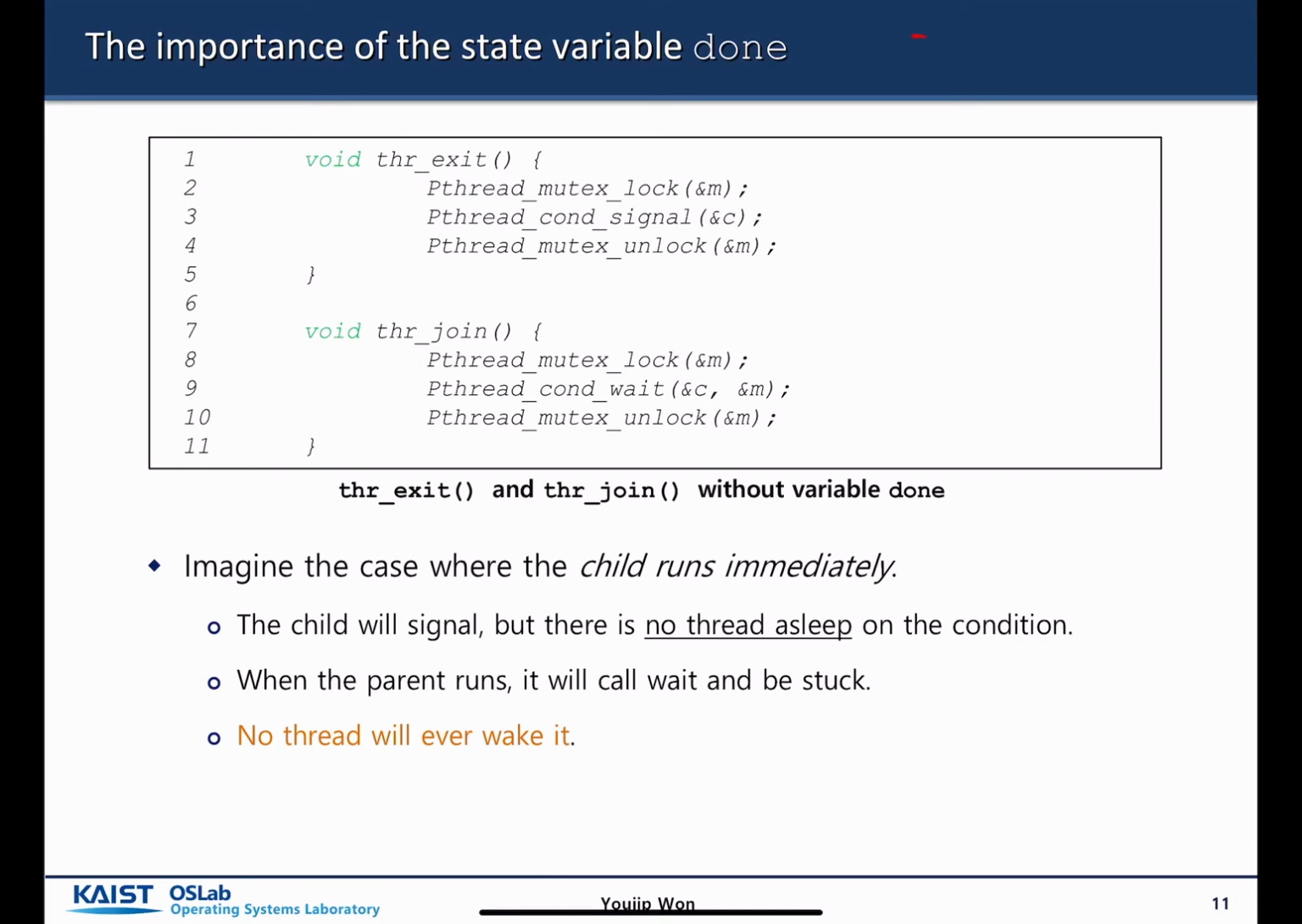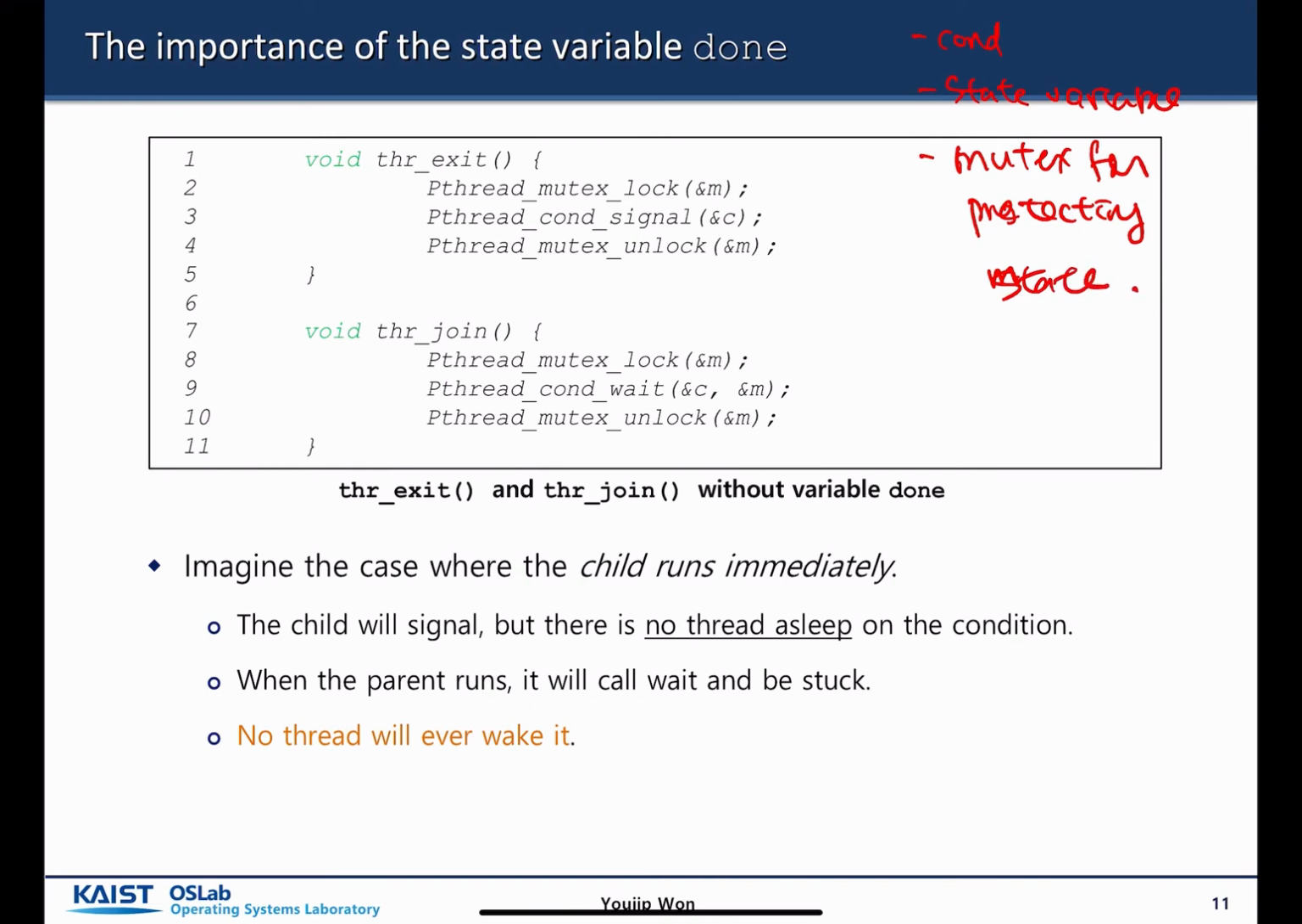So we need to have three variables for a condition variable. First one is the condition variable, second one is the state variable, and the third one is the mutex to protect the state variable.